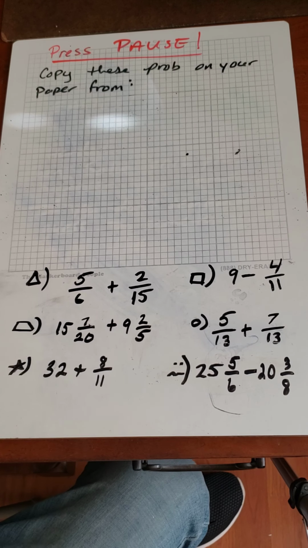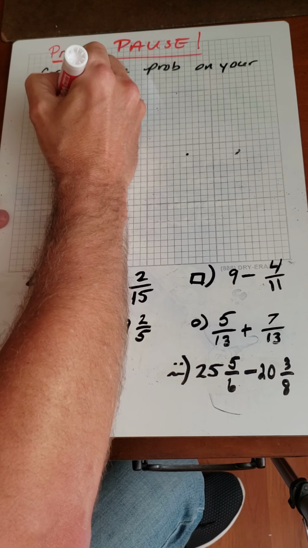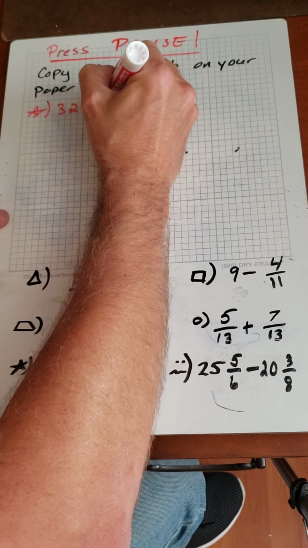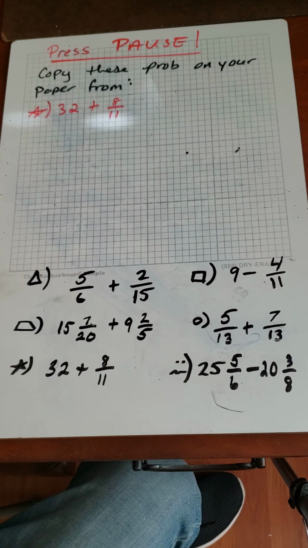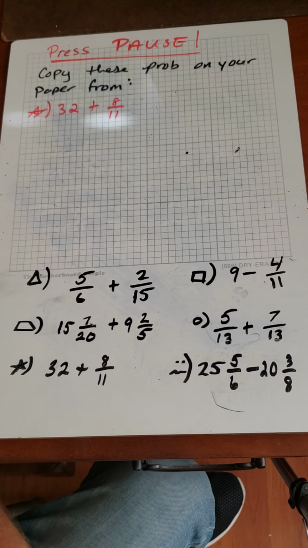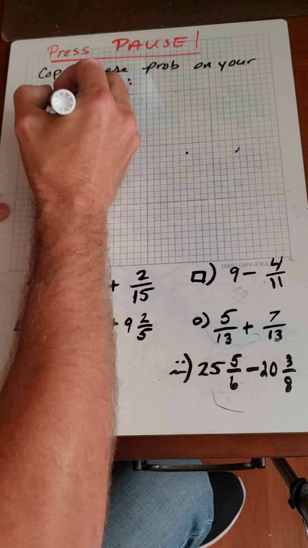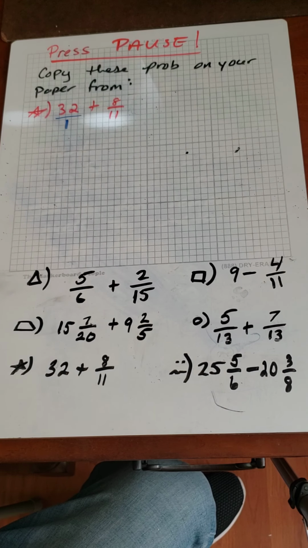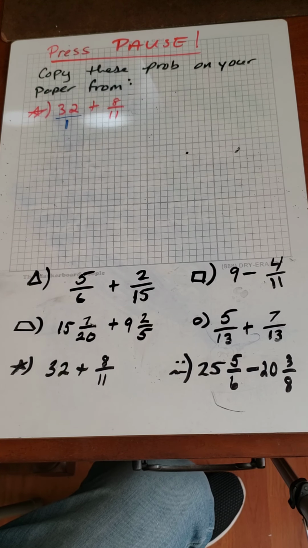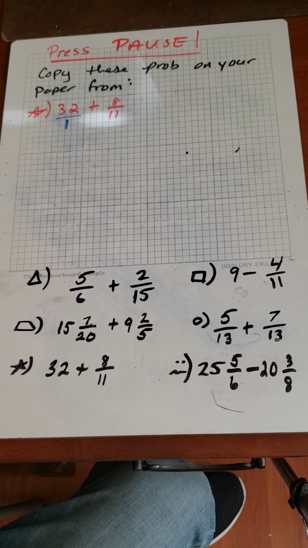To me, the absolute easiest one is the star. 32 plus 8 11ths. Okay, now, depending on your comfort with fractions, you may not have picked that one to do first. I'm going to guess that many of you did something like this, because we were taught in school, anytime you're adding fractions together, you have to have two fractions. If it's a whole number, you need to turn it into a fraction. And so if I'm going to do that, then what I have to do is make these denominators the same, that whole idea of common denominators.